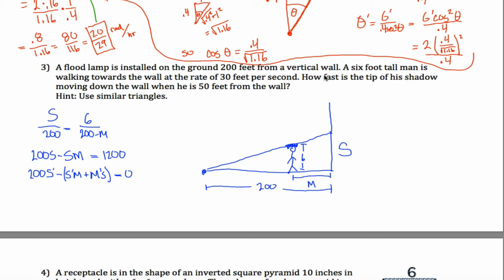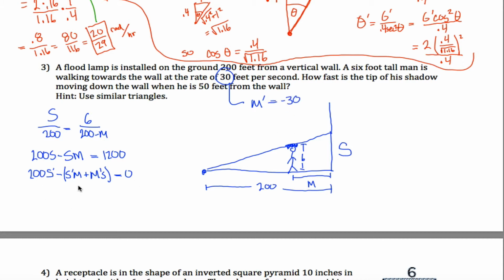So now let's go back and see what we asked. How fast is the tip of his shadow moving down the wall? In other words, what is S prime? Almost S prime. We'll talk about that when we get closer. I want to find S prime. Well, what does it tell me? It tells me the man is walking towards the wall at a rate of 30 feet per second. M prime? Not quite. You might think that's M prime, but M is the distance this guy is from the wall. So this is the speed he's approaching the wall. In other words, M is getting smaller by this amount. So M prime would actually be equal to negative 30.